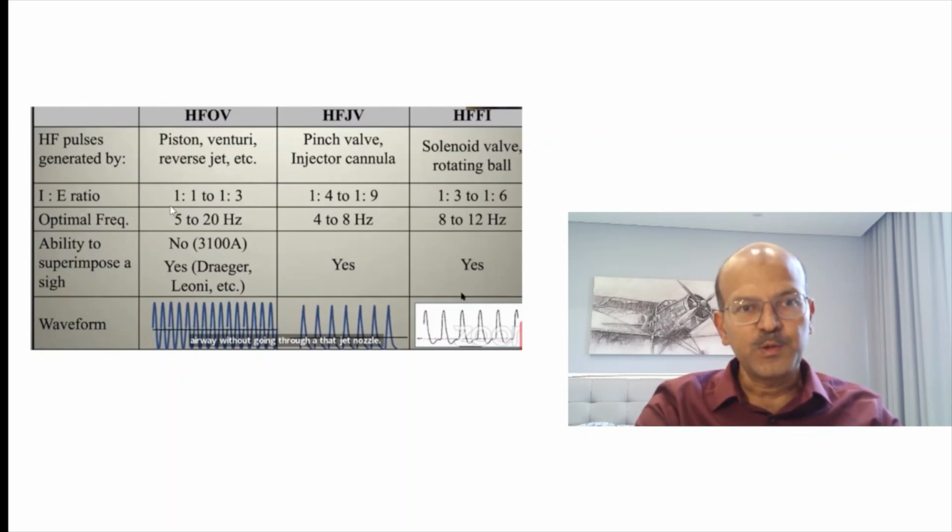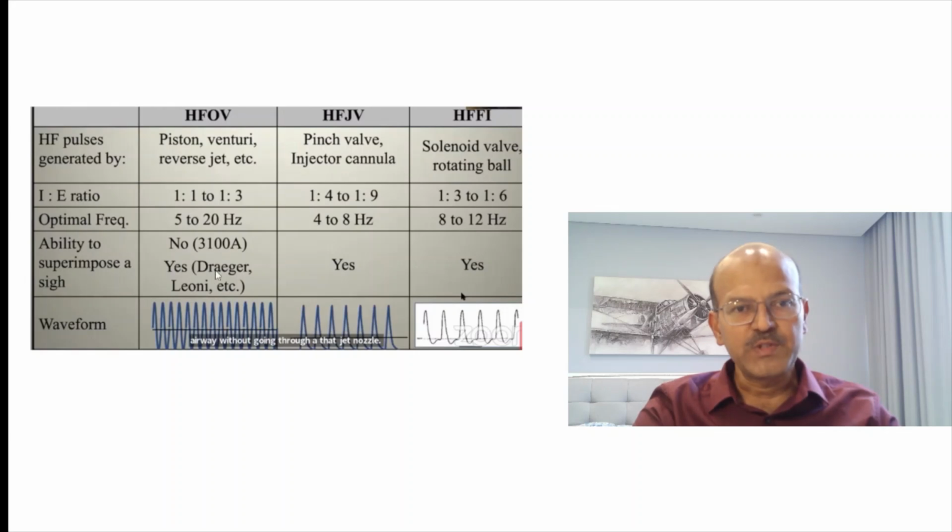The IE ratio in high frequency oscillation is 1:1 to 1:3. The modern ventilators allow up to the full range, while in SensorMedics, for example, the inspiratory time was 33%, so it would be 1:2 as a fixed ratio. The high frequency jet has 1:4 to 1:9. You need a longer expiratory time, and the same with the interrupter, 1:3 to 1:6, because the exhalation is passive in both of these, while it is active with the velocity coming back and forth in the oscillation.